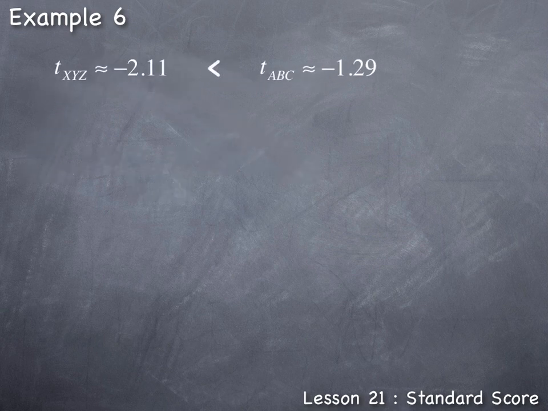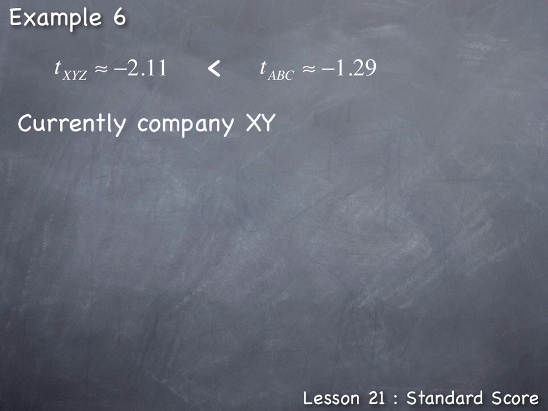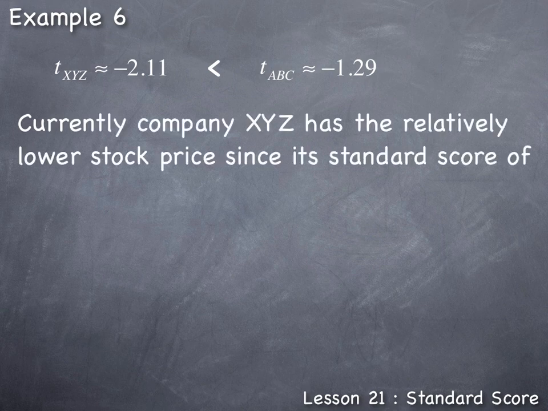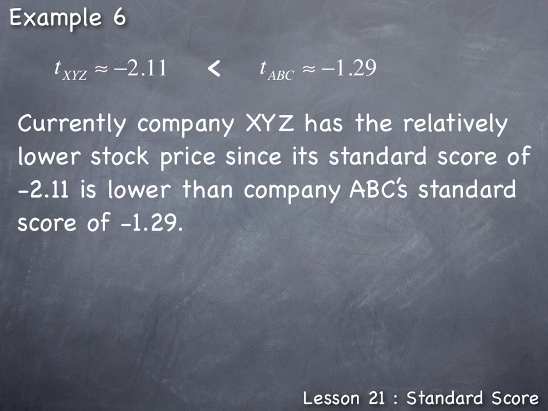So now comparing the standard score for company XYZ's current stock price and company ABC's current stock price, we see that negative 2.11 is less than negative 1.29. So currently, company XYZ has the relatively lower stock price since its standard score of negative 2.11 is lower than company ABC's standard score of negative 1.29.